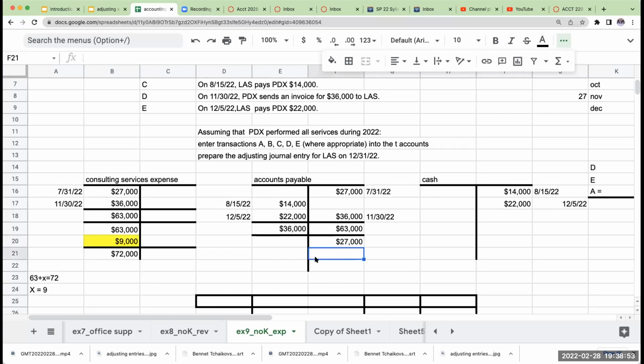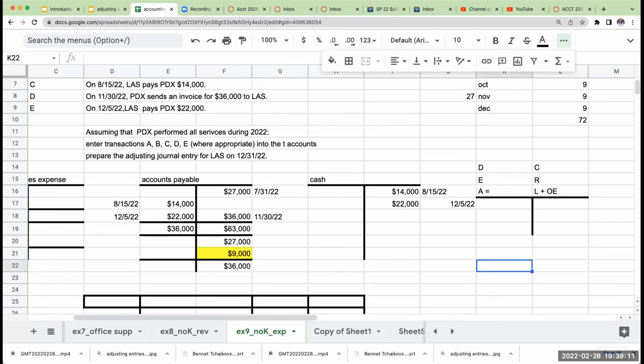We're basically adjusting our liability. So I'm going to go over here, or assets, liabilities, expenses, revenues. I'm going to credit accounts payable. Once I do this adjustment right over here, my accounts payable balance is now at 36,000. Let's see if that makes sense. Well, if I've received a total of 72,000 of services, and I paid on 8/15/22 and 12/5/22, I paid 14,000 and then I paid 22,000.